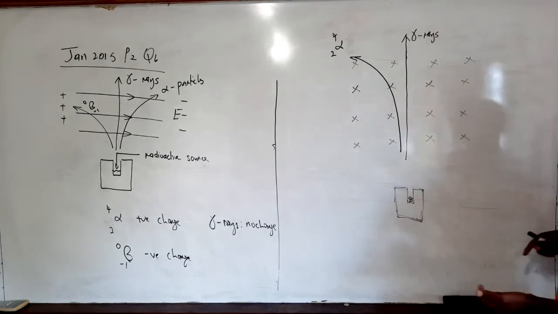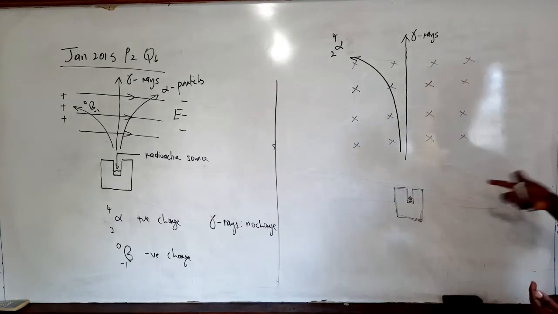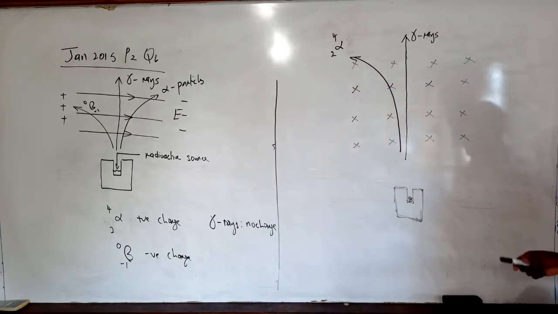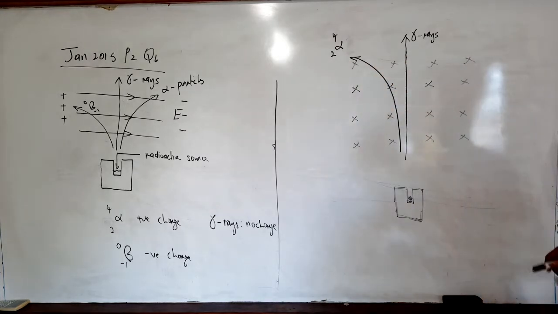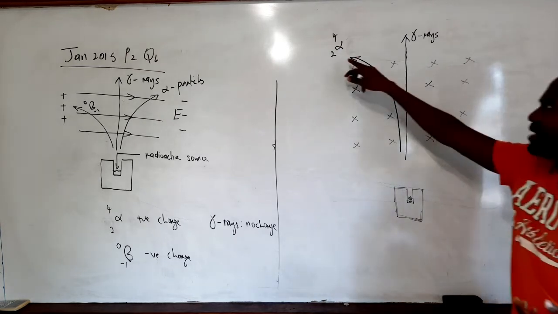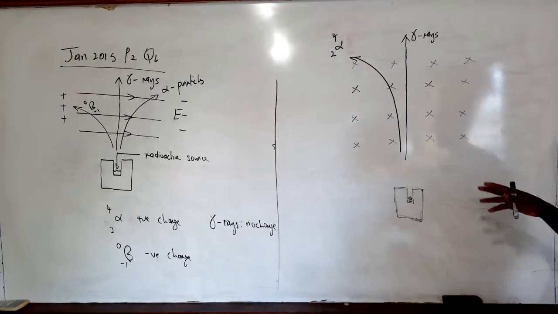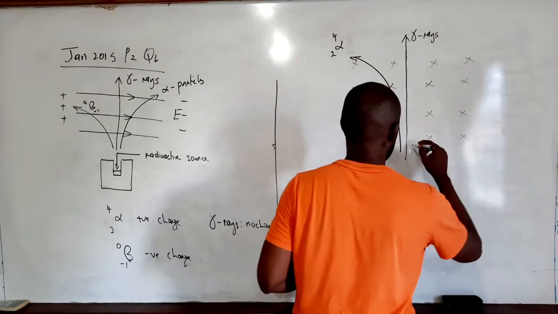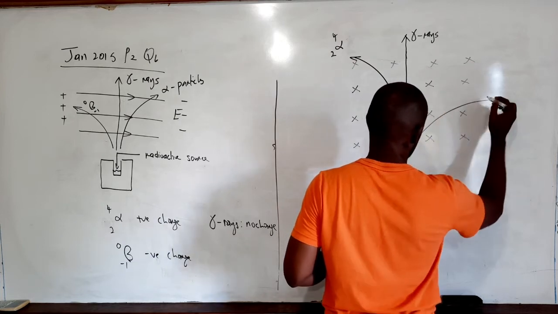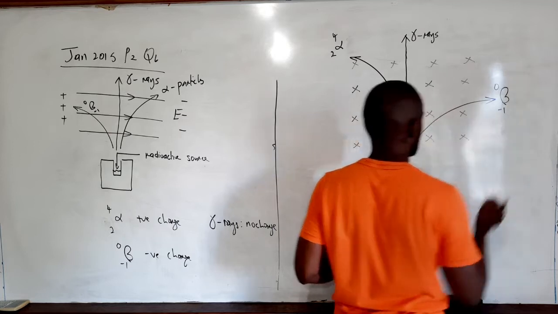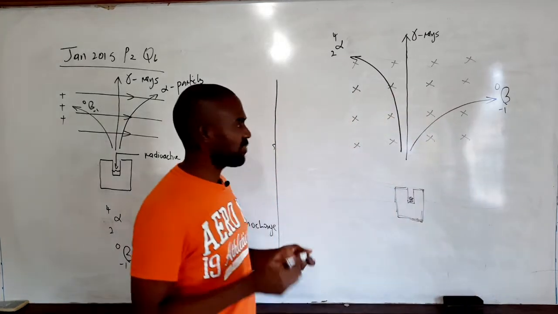Right? So we expect the electrons to be deflected in the opposite direction to the alpha particles. But once again, because the beta particles, which are electrons, are much lighter than the alpha particles, they will experience a sharper curve. So something to that effect, right?